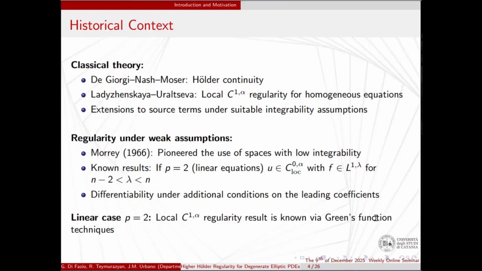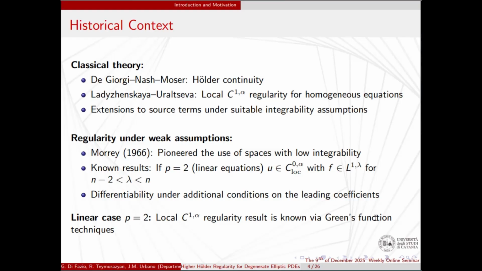The first results that appear in the literature considering Morrey spaces are due to Morrey. This is 1938, the famous book by Morrey, where he states some results for elliptic equations and also systems. And the key ideas, all the ideas, are already contained in those results.